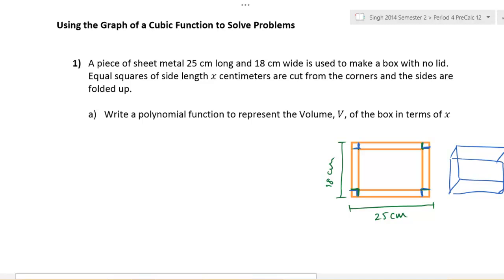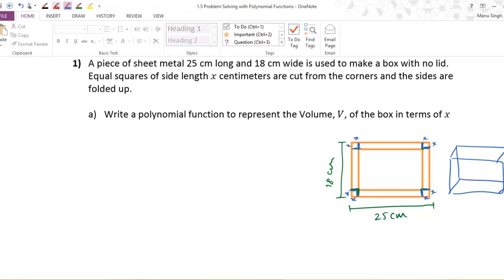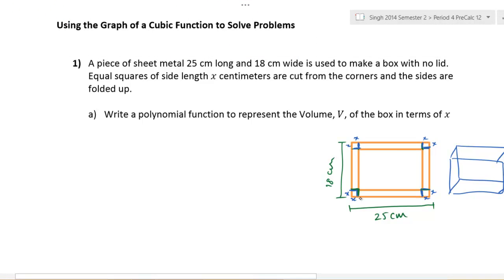Now let's look at the dimensions of this box. Because you have cut off corners of side length x and x, x and x, x and x, x and x, what's going to be left at the bottom is this part right here. This part is going to be the 25 centimeters you had before, subtract the 2x. So the new length becomes 25 minus 2x. Similarly, if you look at the new width from here to here, once you cut those corners off, your width is going to become 18 minus 2x.